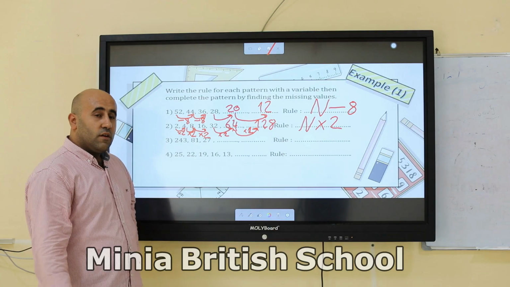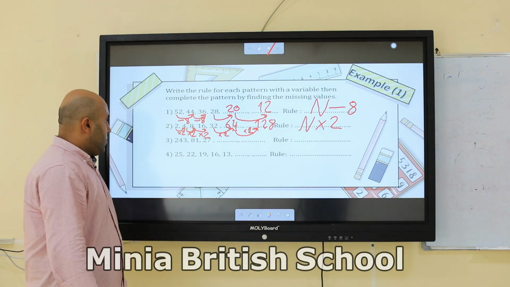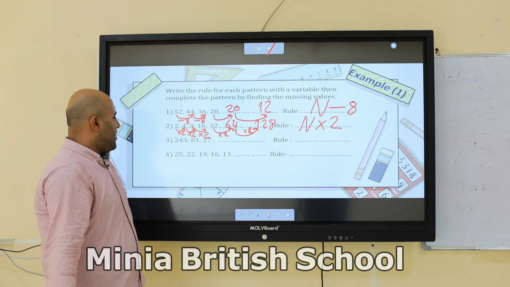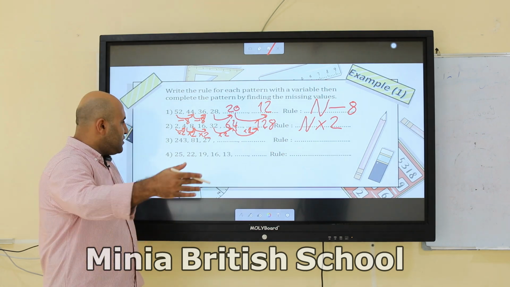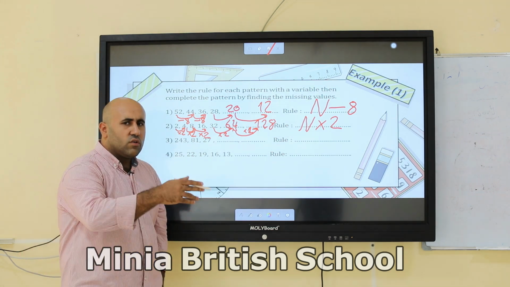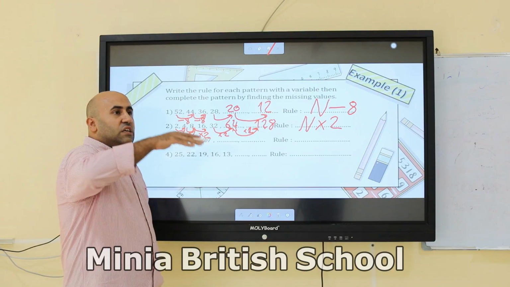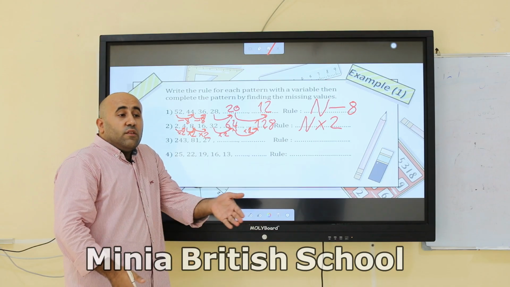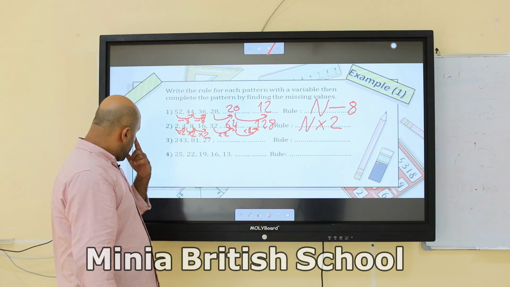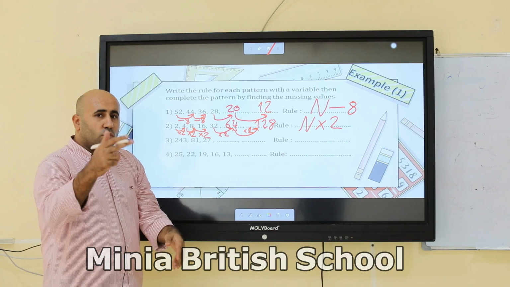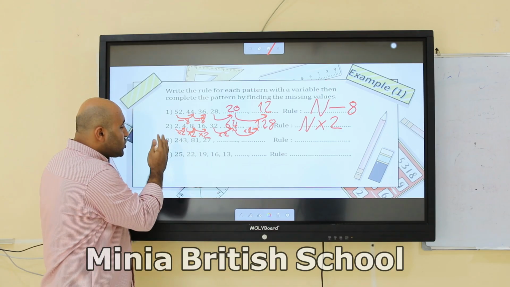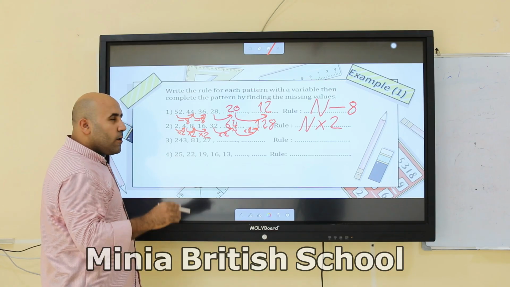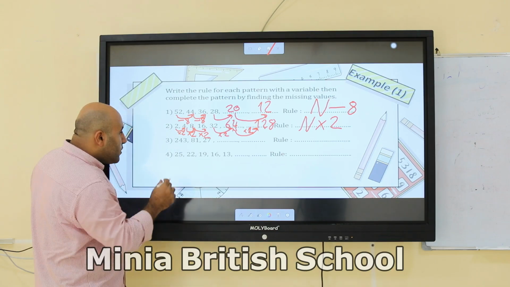You got it? Let's get to the next one. 243, and then 81, and then 27, and so on. You see, all the numbers decreased in each step, so it may be subtraction or division. There is no one rule that can describe this pattern in the case of subtraction. But what about the division?